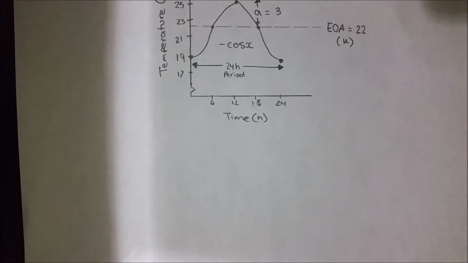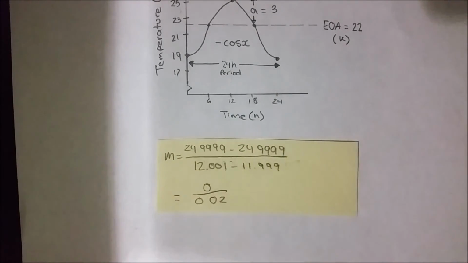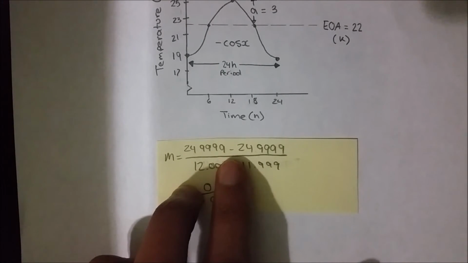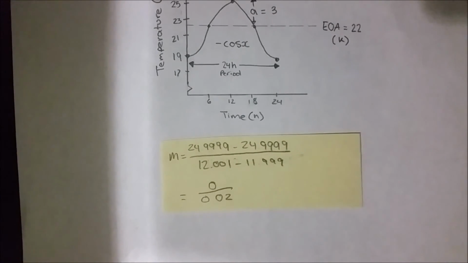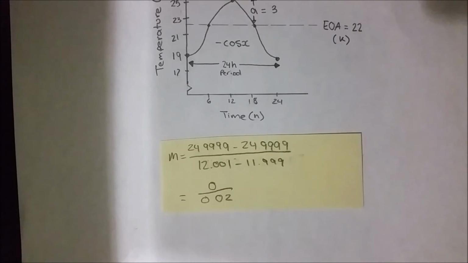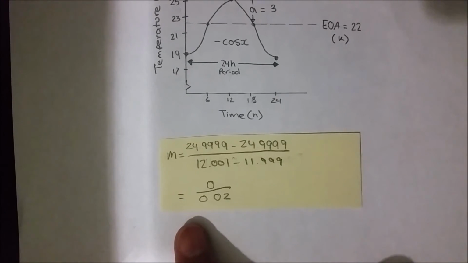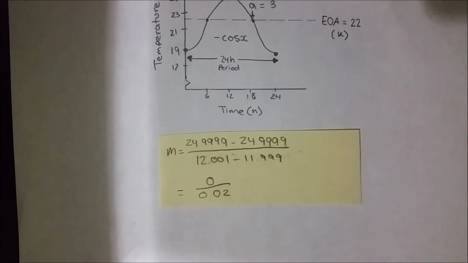Yes, it's time for our trusted slope equation. I told you it was similar to the AROC. So we use our y2, which is 24.9999, minus y1, which is 24.9999, all over x2 minus x1. And then we find that it equals 0 over 0.002. So I bet you can already tell that the answer is probably going to be 0.